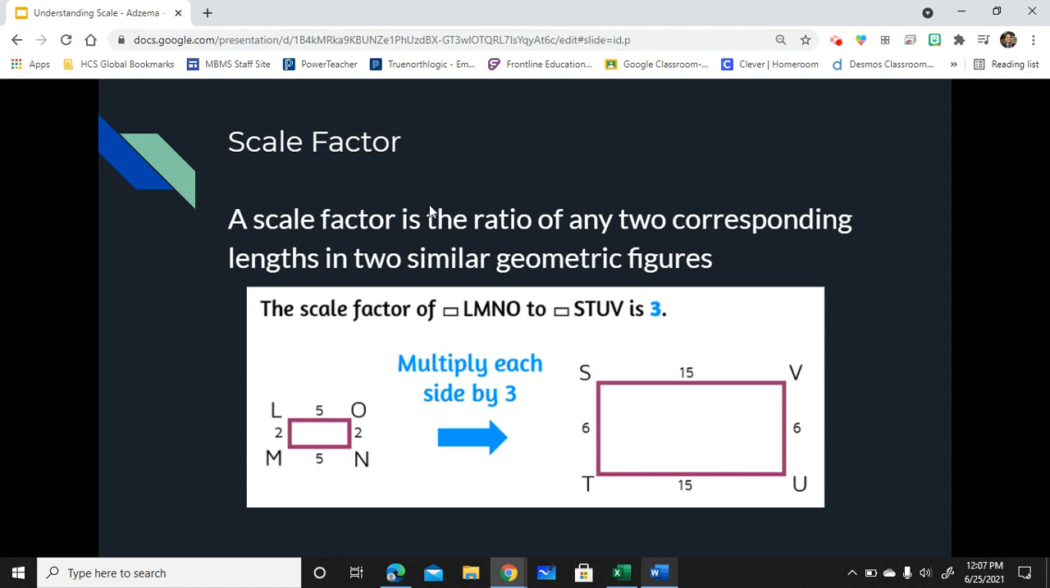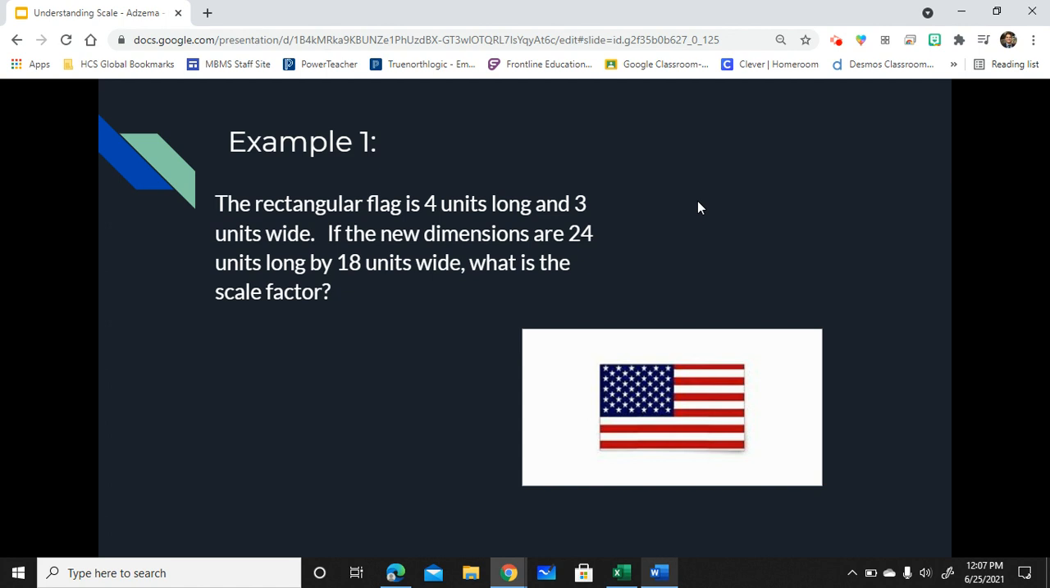Scale factor. A scale factor is the ratio of any two corresponding lengths in two similar geometric figures. Going from a smaller rectangle to a bigger rectangle, we know the scale factor is 3, so we know it's going to increase. So what we need to do is multiply each side by 3 to get our actual dimension.